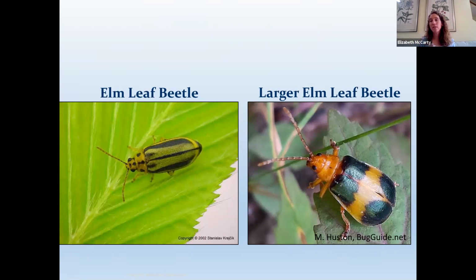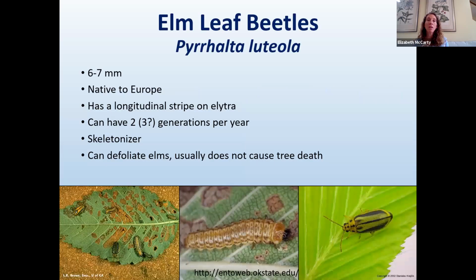We've had some problem with these in Georgia in recent years in the middle to northern part of the state. Two different species, very similar, so the information for each of them would be pretty similar. The Elm Leaf Beetle is a smaller beetle. It's 6 to 7 millimeters, and it is not native to the US. It is from Europe. And it has this longitudinal stripe on the elytra or the hard wing coverings. These skeletonized leaves, so the larger Elm Leaf Beetle will have that similar pattern of leaf skeletonizing. Their larvae look pretty similar, so it may not be initially apparent.